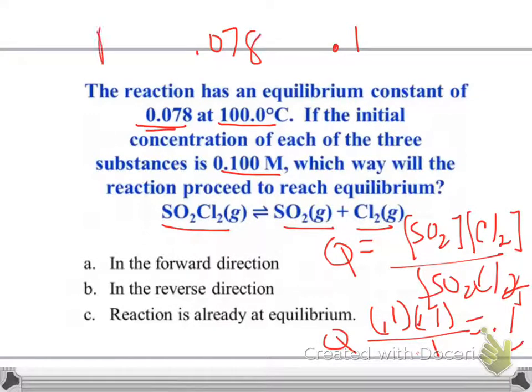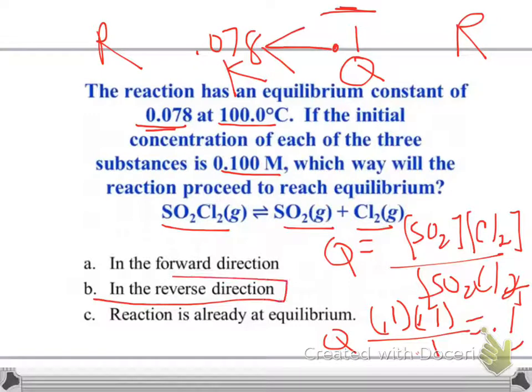So if I imagine I have reactants here and products here, I'm sorry, let's go back. This is my K, this is my Q. So my Q is greater than K, so in order to get to K, I have to go left. So the reaction is going in the reverse direction.